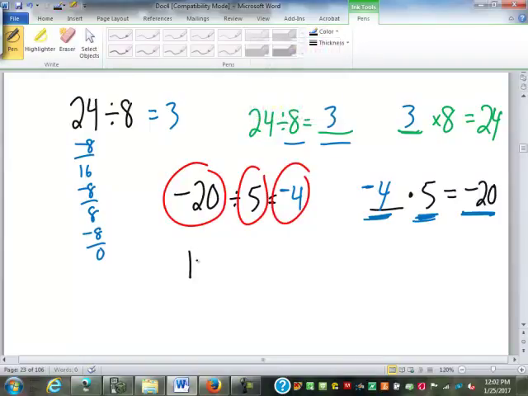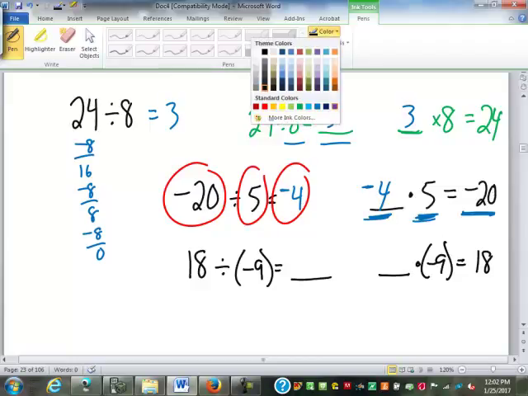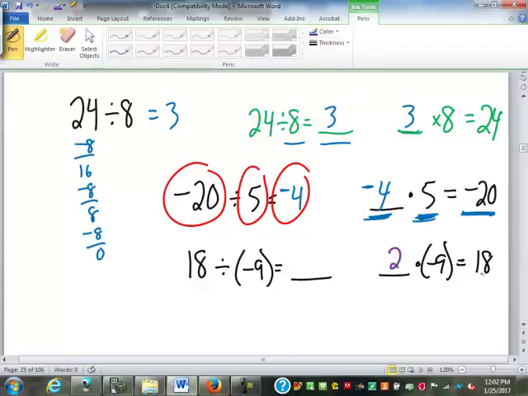If I have 18 divided by a negative 9, again, that's asking me what number times negative 9 equals 18. Well, we know it has to be a 2, but the 18 is positive. So for this result to be positive, these either have to both be positive or both negative. Since the 9 is negative, the 2 must be negative. So 18 divided by negative 9 is a negative 2.